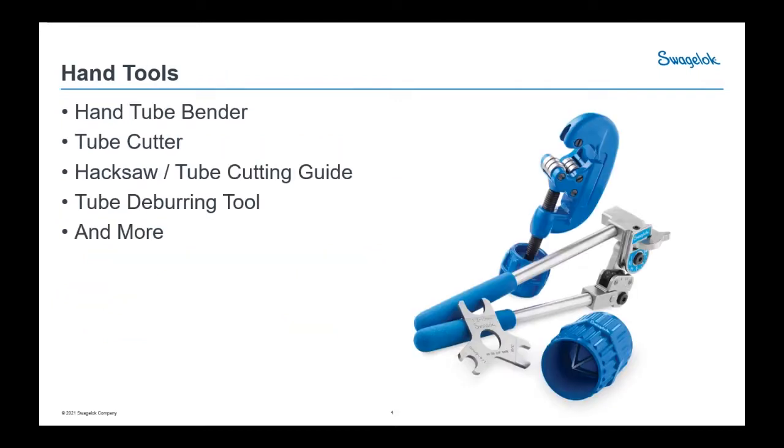To get started, we'll cover a variety of hand tools that make your job more accurate and easier to accomplish. A hand tube bender is a nice tool to bend the tubing and reduce the number of fittings that you have in the system. Tube cutter comes in handy for cutting the tubing. A hacksaw is another option for cutting the tubing, but we do recommend using a tube cutting guide. And a tube deburring tool is going to be needed so that you can deburr the ID and the OD of the tubing. We'll go over a couple other tools too after we finish those.